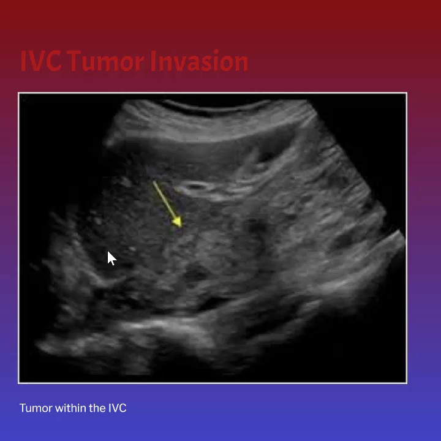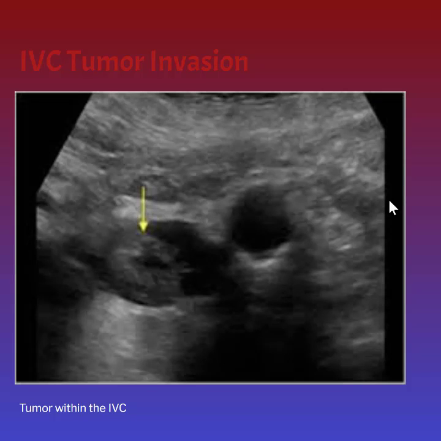Here's an example of a tumor growing within the IVC. We can see the liver tissue here, so we are at the level of the IVC here, and this whole IVC is just filled in with echogenic material. The heterogeneity of this, the extensiveness of this, and most likely a cancer history leads us to believe that this is most likely tumor invasion.